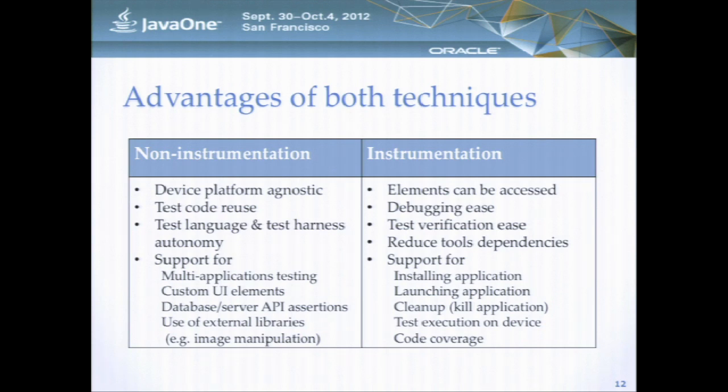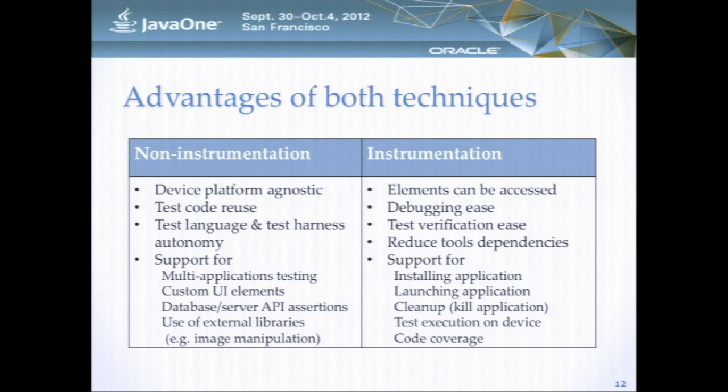And also, if you need to do database and API assertions, server-side API assertions, or use external libraries, like if you have a lot of images that you want to verify, there are so many different image libraries that you could use, but you can't use them in an instrumented technique because you don't have those libraries in your application. So that's an advantage of using a non-instrumentation technique. You can see all these advantages of non-instrumentation are also disadvantages for instrumentation, and vice versa.